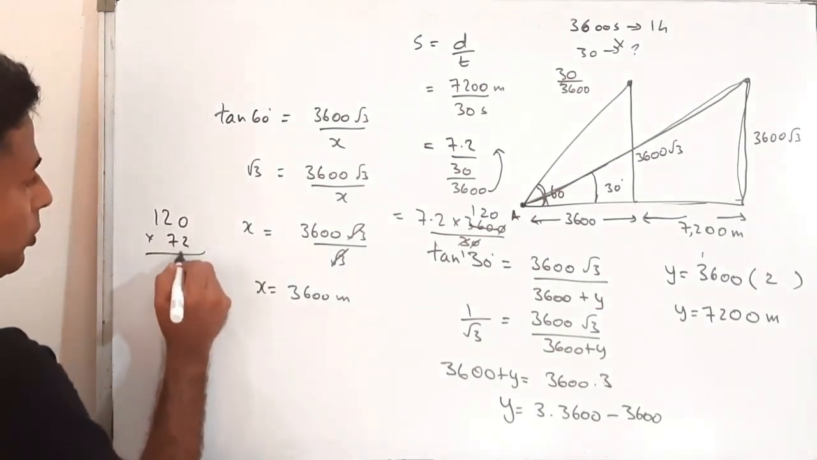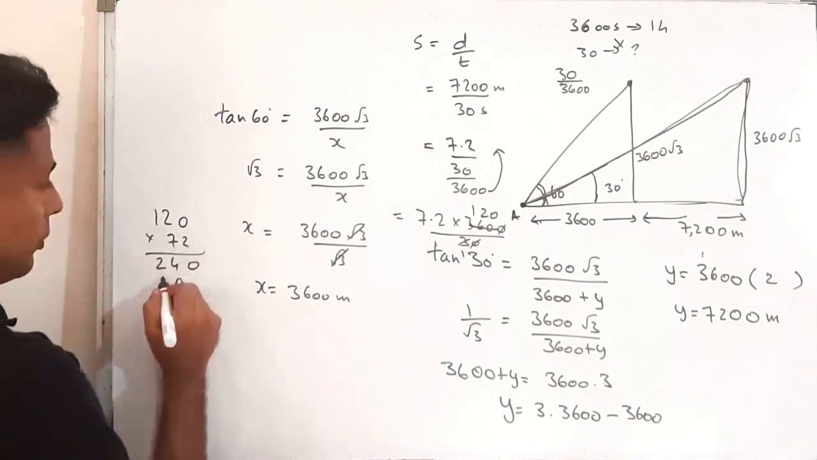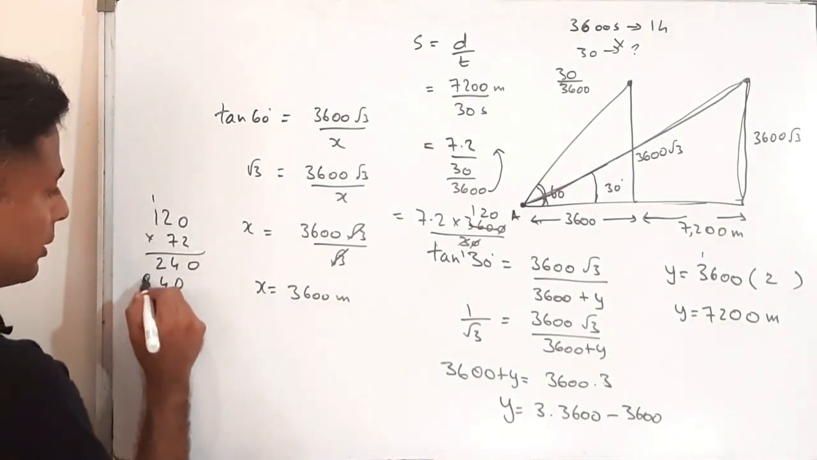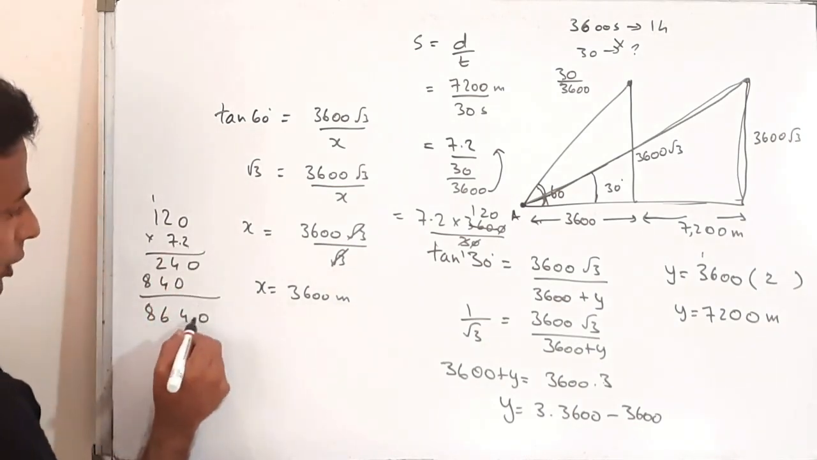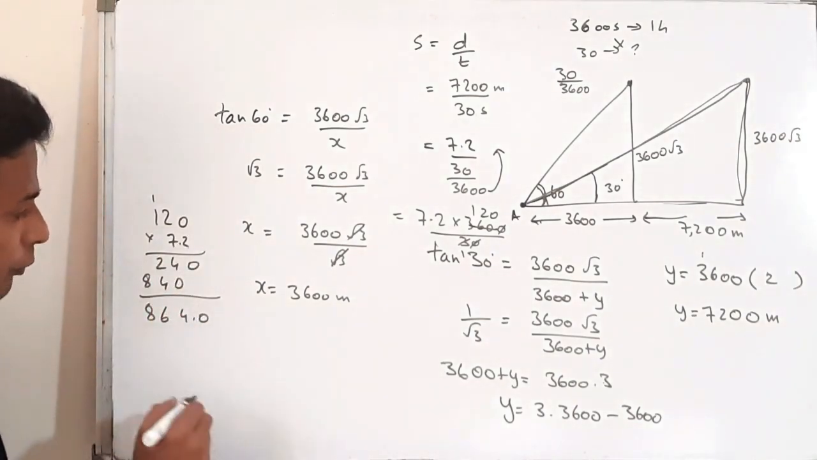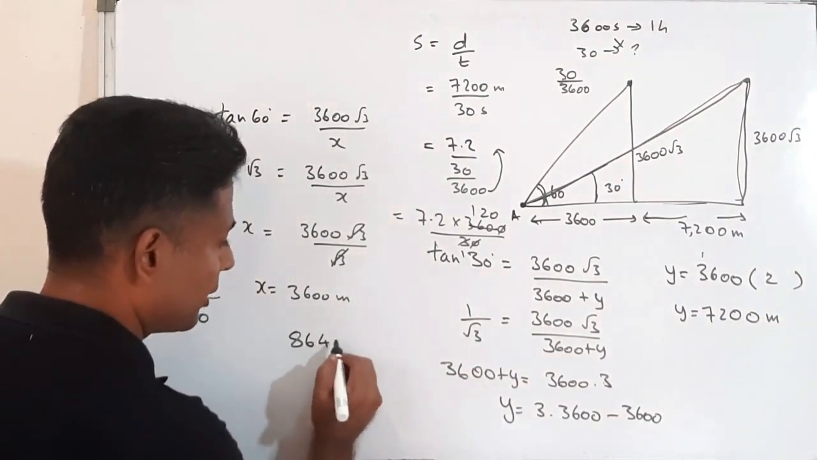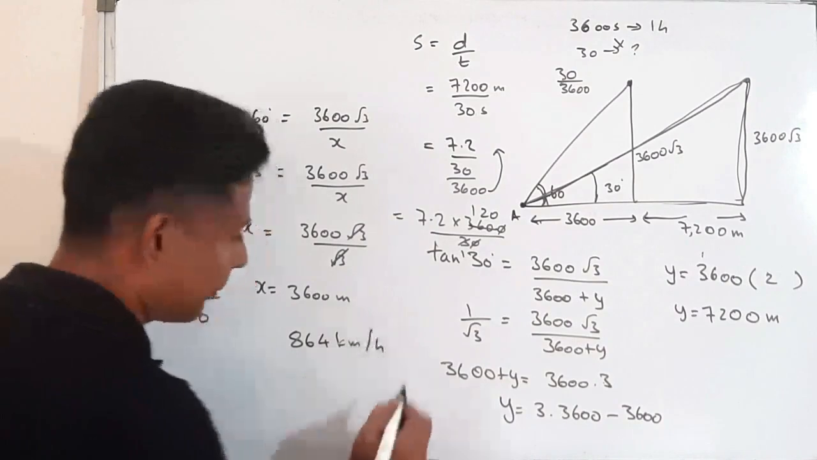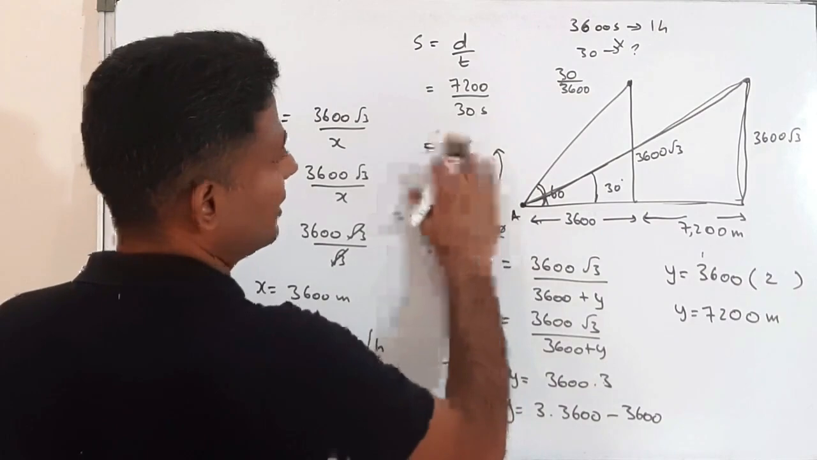First I'll do into 72. 8640. It was 7.2, so decimal after one digit. So 864. So what is the speed of the plane? 864 kilometer per hour.